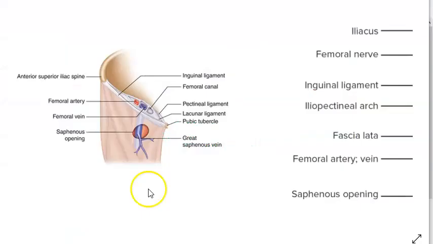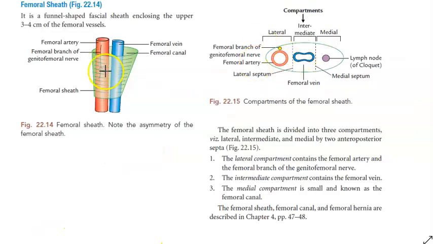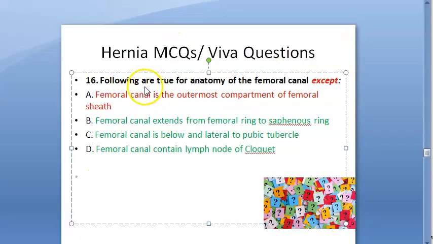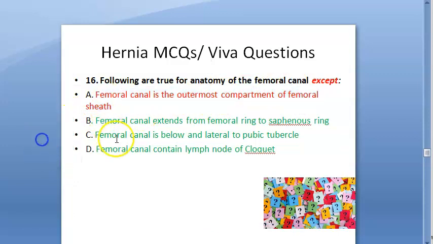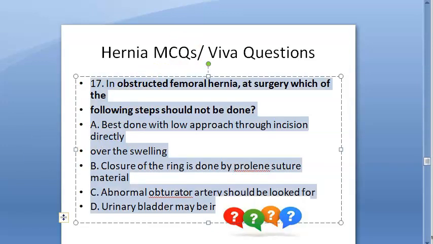Let's check this. See, what is the femoral canal? See, this is the ring. Femoral canal they're showing here. Where is the sheath? Here you have the femoral sheath which is shown in the green, and inside it you have the femoral canal. So the sheath is enclosing the canal. Is there anything else that we're missing here? Because here the question says femoral canal is outermost compartment of the femoral sheath. Somehow this doesn't go with us. Okay, let's go to the 17th one.